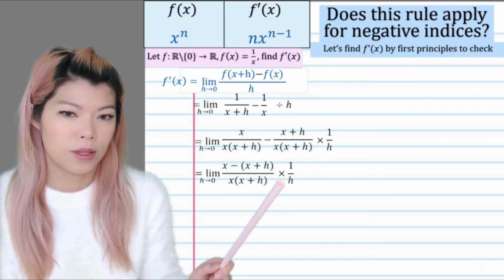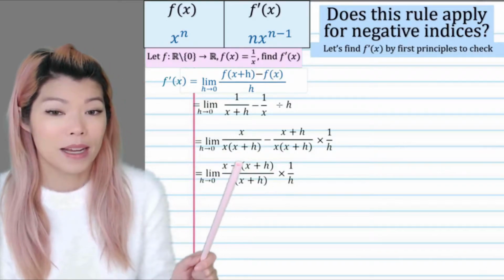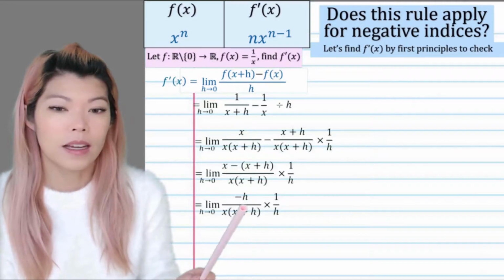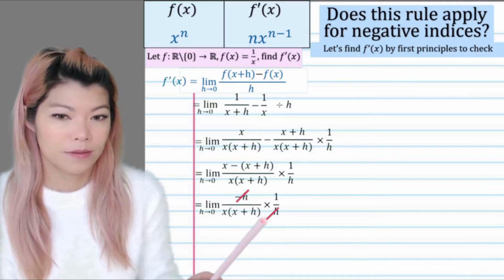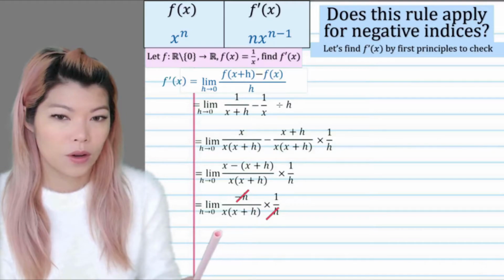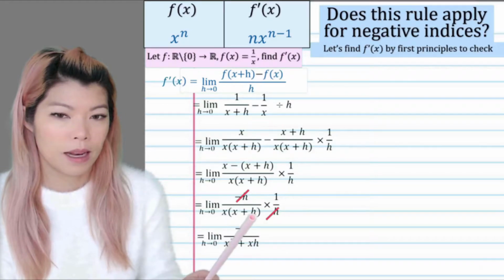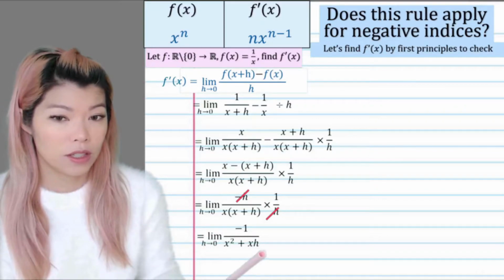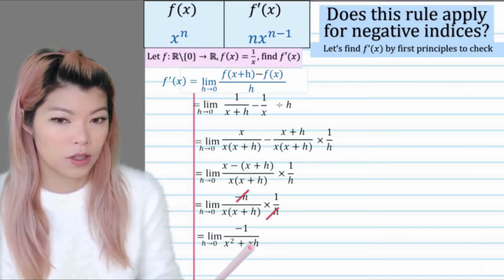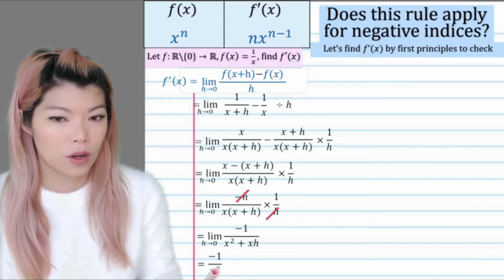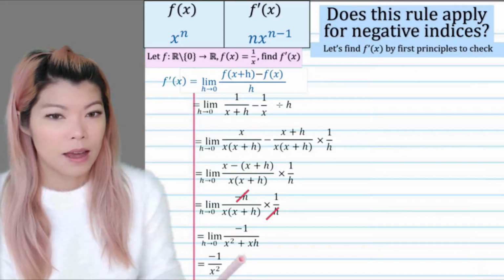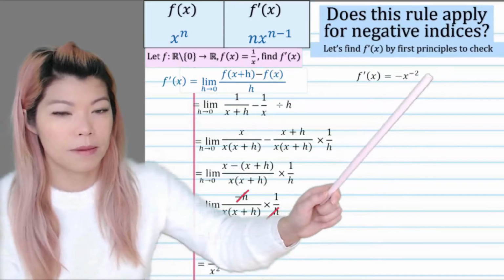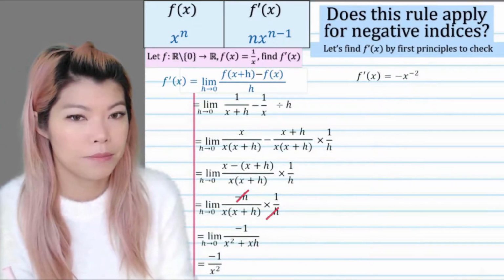Then don't lose your times 1 over h. Now x minus x is nothing, and then minus times the h is minus h. Now we can cancel out the h's, and we're left with minus 1 over x squared plus xh. And when we apply the limit, h approaching 0, so sub h is 0 into there, we are just left with minus 1 over x squared. And minus 1 over x squared can be written as, bringing the x squared to the top, x to the minus 2. So minus x to the minus 2.